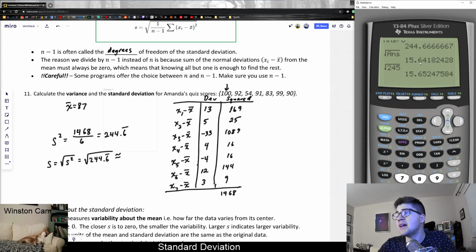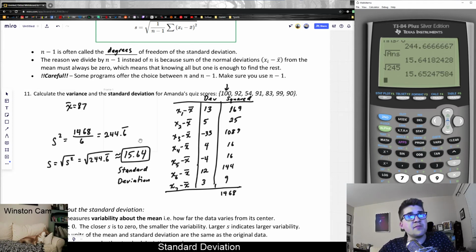But in this case, let's just go ahead and round it to the nearest hundredth. So 15.64 would be our standard deviation, rounded. But since it is a square root of a number that's not a perfect square, this is going to be irrational. Technically, it's a very complex number in its exact form, but an approximation suffices. And we come up with our standard deviation for Amanda's test scores.